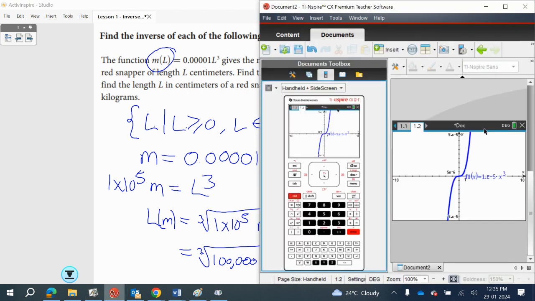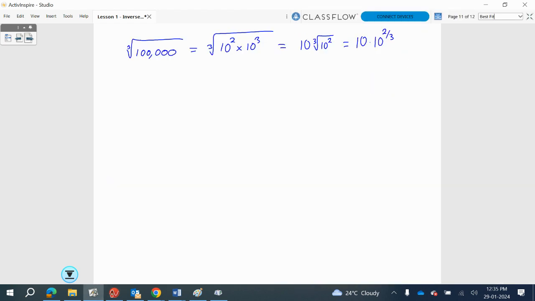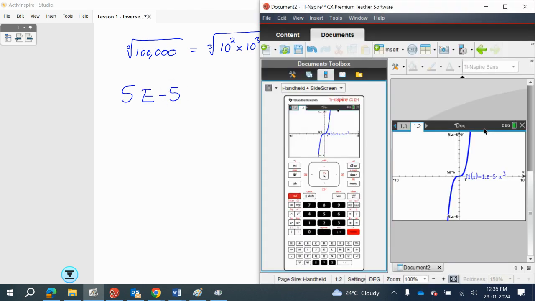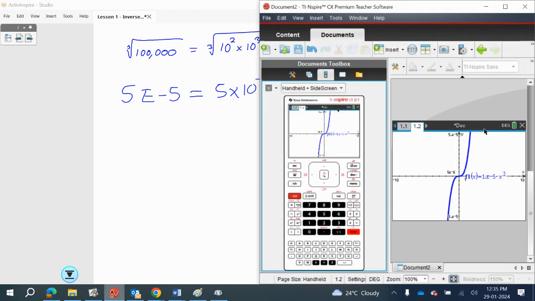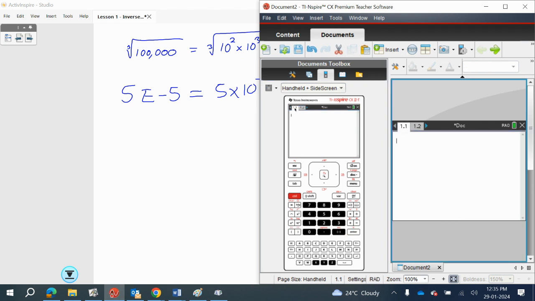So, numbers on the calculator in standard form. Notice this number here. What is this number here? 5e minus 5. On the calculator, it says 5e minus 5. This is how the calculator writes 5 times 10 to the minus 5. We can do calculations with these type of numbers here on the calculator.